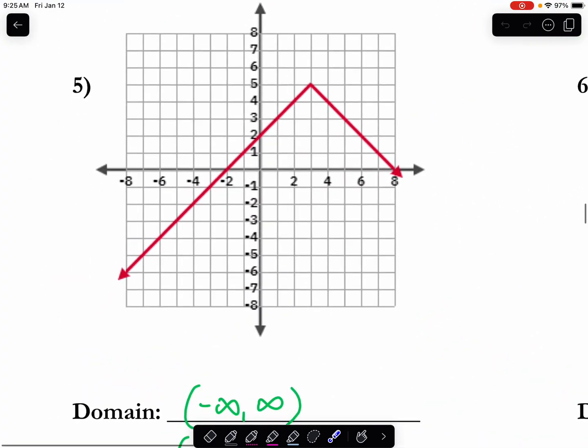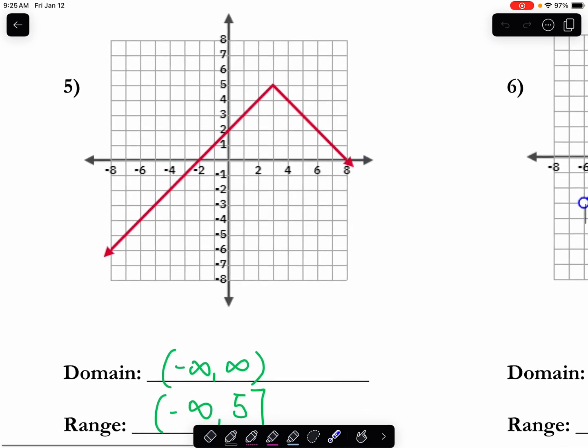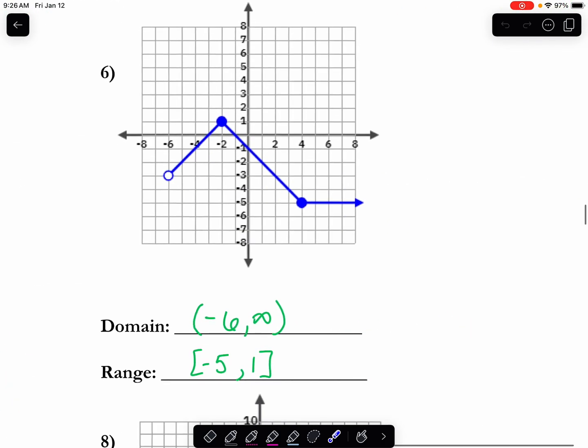Okay, let's try another one, number 5. Again, I see some arrows that say it's going to continue forever. So thinking domain first, left to right, this graph is going to go to the left forever, continuous, never pick my pencil up, and it's going to go to the right forever. So negative to positive infinity. But this time for the range, I see both arrows are pointing down. So negative infinity as far as how low this graph goes. But then the highest this graph goes is up to positive 5. Notice the closed brackets.